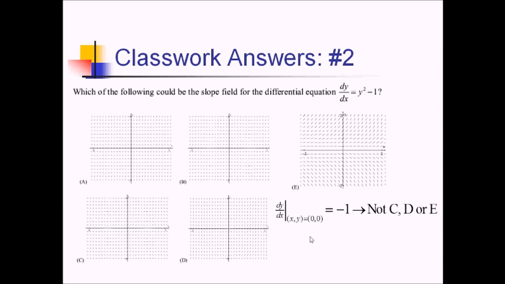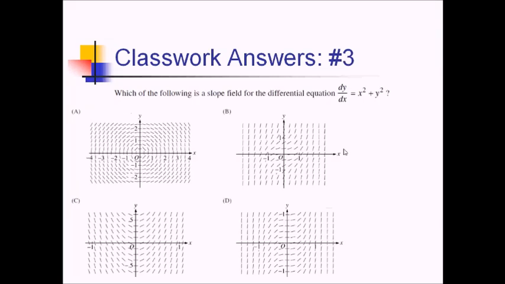Let's test one more point now. It's down to A versus B. I'm going to test the point 0, 1. So here I'm going to be doing 1 squared minus 1, which is 0. So looking at A at the point 0, 1, that looks like a slope of 0 if you look closely. Choice B, this is clearly not 0. This is sloping down at 0, 1. So B is definitely eliminated after that one, which means choice A wins.